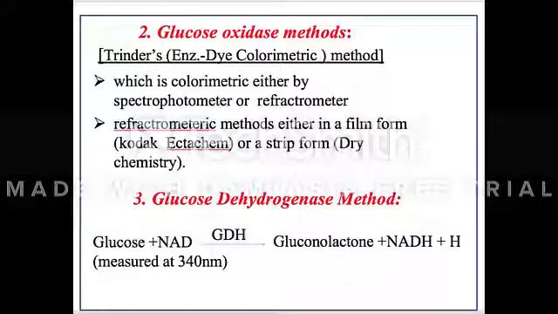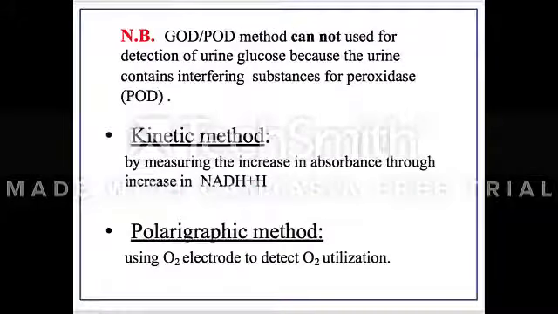Next is glucose dehydrogenase method. The method employs the enzyme glucose dehydrogenase in the presence of nicotinamide adenine dinucleotide to form gluconolactone. We note that glucose oxidase or peroxidase method cannot be used for detection of urine glucose because the urine contains interfering substances for peroxidase.